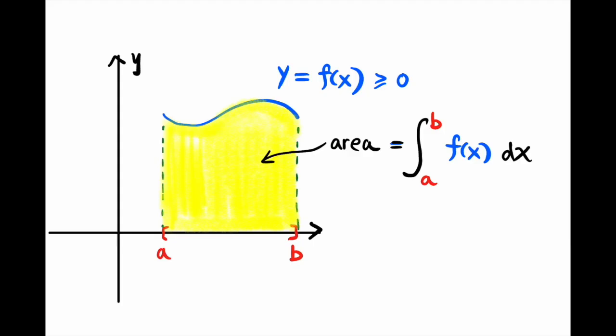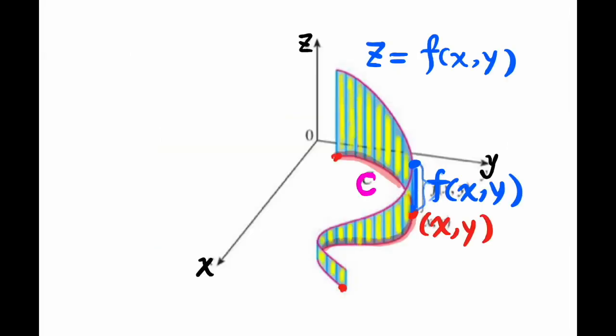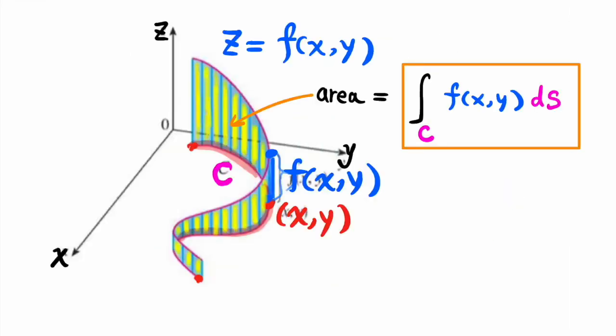Notice that if the function f is a positive function, integrating over the interval from a to b represents the area under the curve from a to b. Now if the function f of x comma y is a positive function, then this line integral over this curve C represents the area of one side of the fence or curtain in this figure.